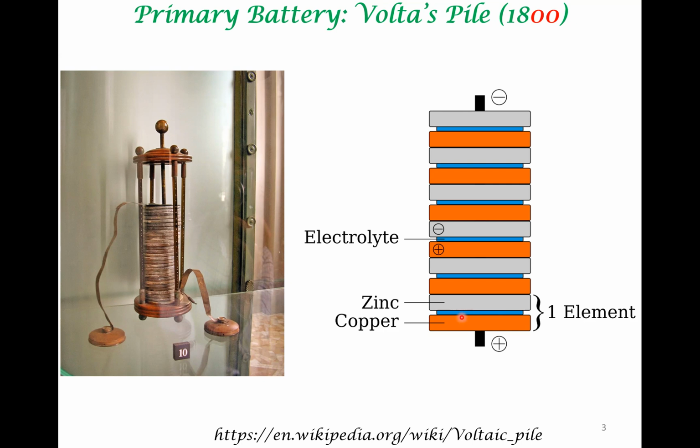Typically when you say a battery, it contains many cells. A cell may refer to a pair of electrodes, that is, one anode and one cathode. However, a battery indicates many such cells put together. This is a schematic of a Volta pile. This Wikipedia link elaborates on its history and gives some more details of the Volta pile. So this was in the 1800s.